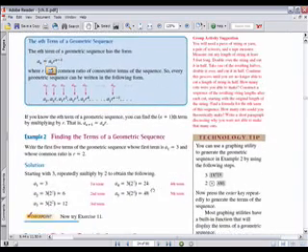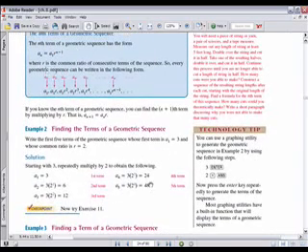Here, another example, one more of taking some information and writing some terms. So if we start with 3 as our first term and our common ratio is 2, that means to go from one term to the next, you always multiply by 2. So to get the next term, we multiply 3 times 2, so that's 6. Then we multiply by another 2, we get 12, and so on.